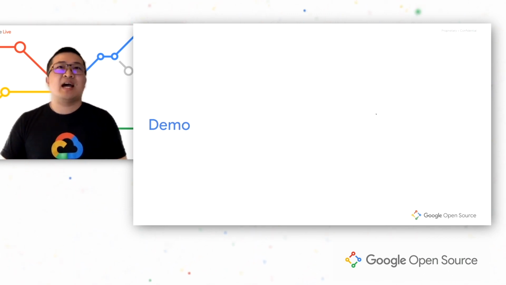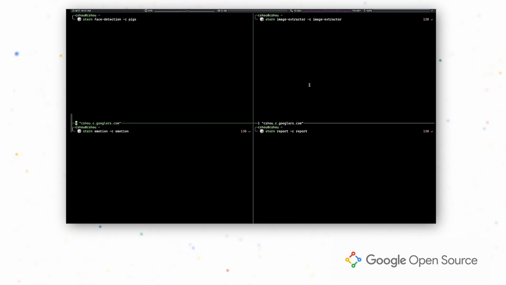Now you have seen how these components are connected together. Let me give you a quick peek at what's really happening in the cluster. Here in my terminal, I'm tailing the logs from all the services except the one for the UI. They are in order. This is the first service that detects all the faces.